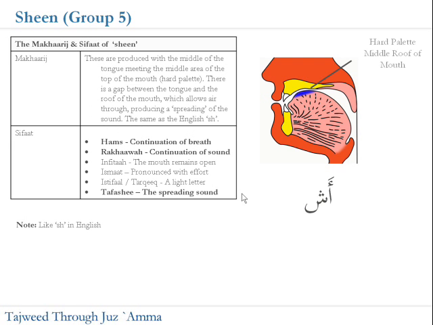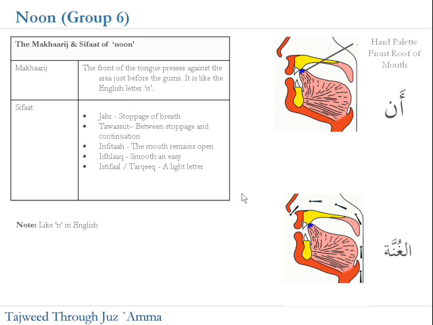Then we have the sheen, and this is produced again slightly further forward than the jim. Now it's a bit like the sh sound in English, and this is very peculiar because the scholars will explain there's what's called the spreading of the sound. So when you say ash, you'll feel the air sort of spreads on all sides of the tongue and forward through the front of the mouth, and there's a continuation of breath. So we say ash, you get the sh, the sudden sort of more pressure right at the end of the letter, and it's a continuation of sound as well.